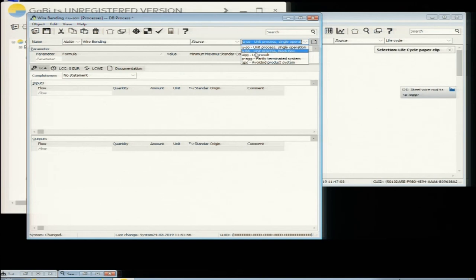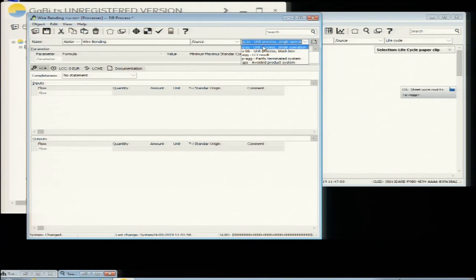The process type can be unit single operation, unit process black box, life cycle inventory that is aggregated, partly terminated system, or avoided product system. What are these five process types? USO is unit single operation, which is referred to as a unit process or gate to gate process. This process contains only the data for one specific process, that is, there are no other connected inputs and outputs. There are no second tier, third tier, fourth tier connections to it. It is a single process. Data or some connection is just coming in and the connection is going out from this.